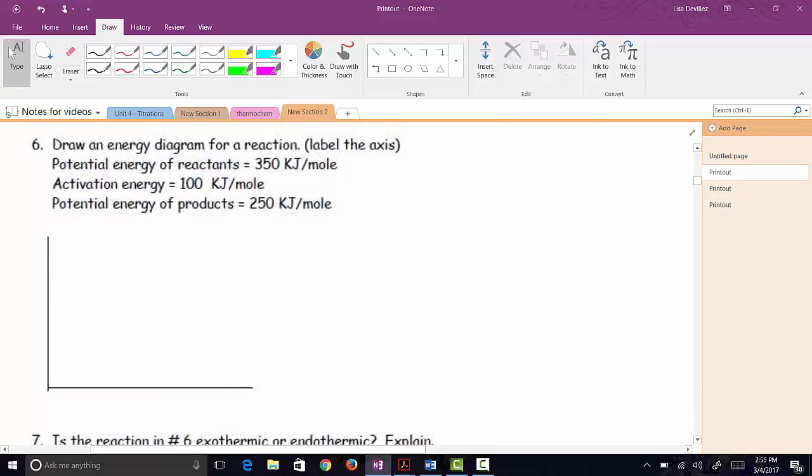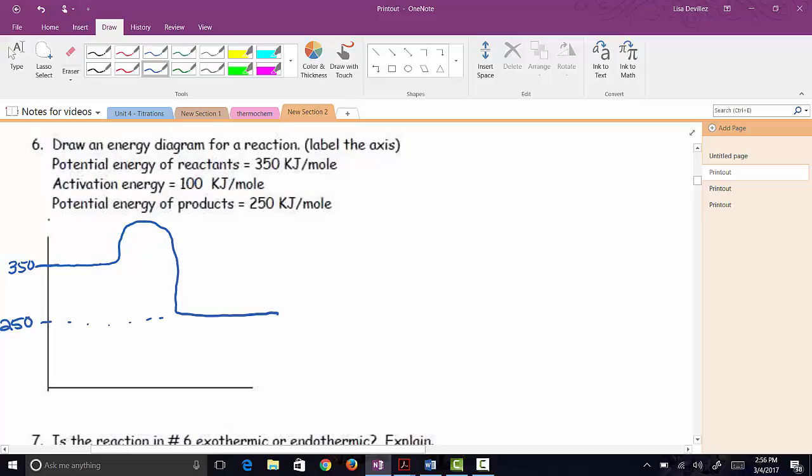All right, again, this is just for review purposes, since we've done these energy diagrams before. But it says we want to draw an energy diagram where the energy of the reactants is at 350. So we'll put it up here at 350. It's going to come in like this. It's going to go up, and then we're going to come down, and I'm sure my scale is not great on this, but that would be 250 for the products.